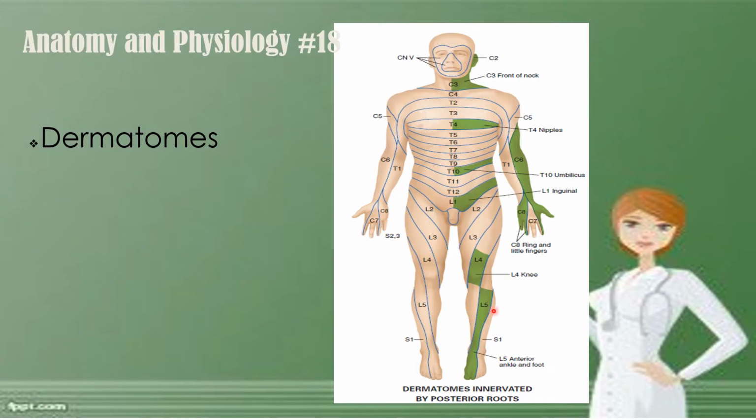Okay, so this image shows dermatomes innervated by posterior roots. A dermatome is a band of skin innervated by, or receiving nerve impulses from, the sensory root of a single spinal nerve. So, knowledge and testing of dermatomes help us identify which spinal cord segment has the lesion. It looks like a map, the dermatome.